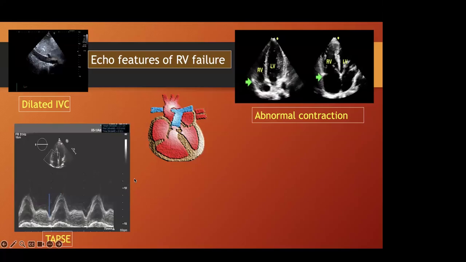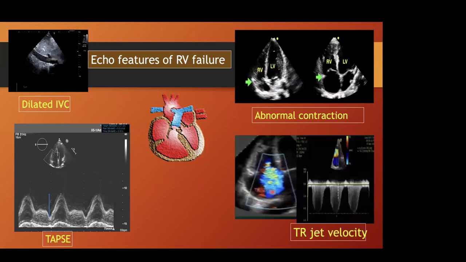If you can see the RV contraction or the longitudinal contraction is poor, the systolic motion of the tricuspid annulus will be less. So you get a small waveform. Again, in children, it's not a single value like in adults. You have Z-scores for different age groups.